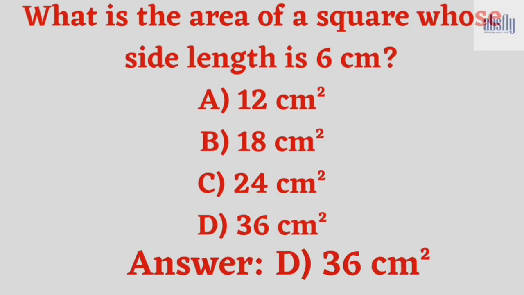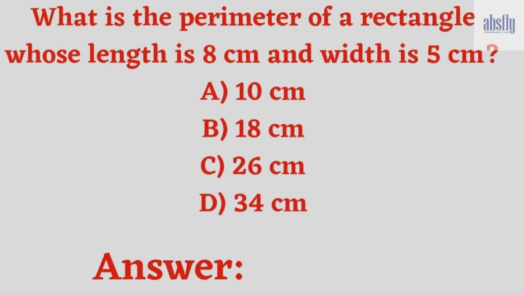What is the area of a square whose side length is 6 meter? Answer is 36 centimeter. What is the perimeter of a rectangle whose length is 8 centimeter and width is 5 centimeter? The answer is 26 centimeter.